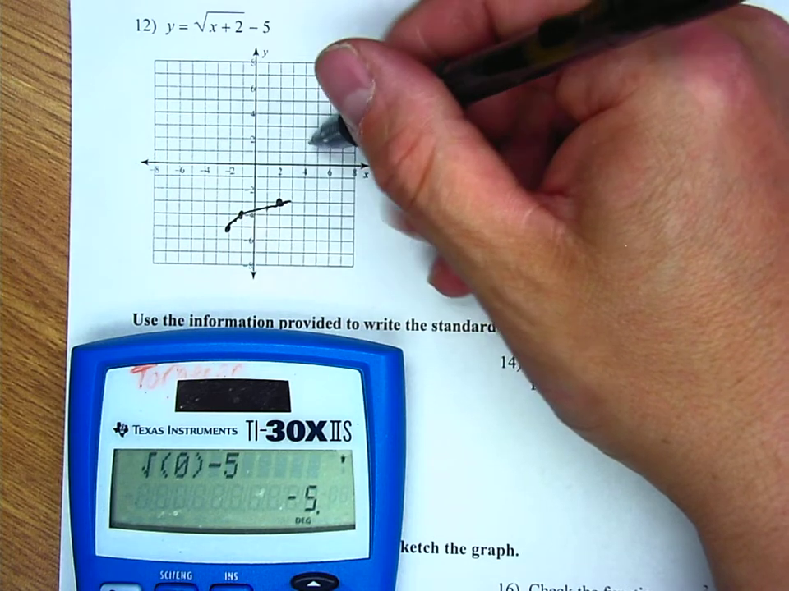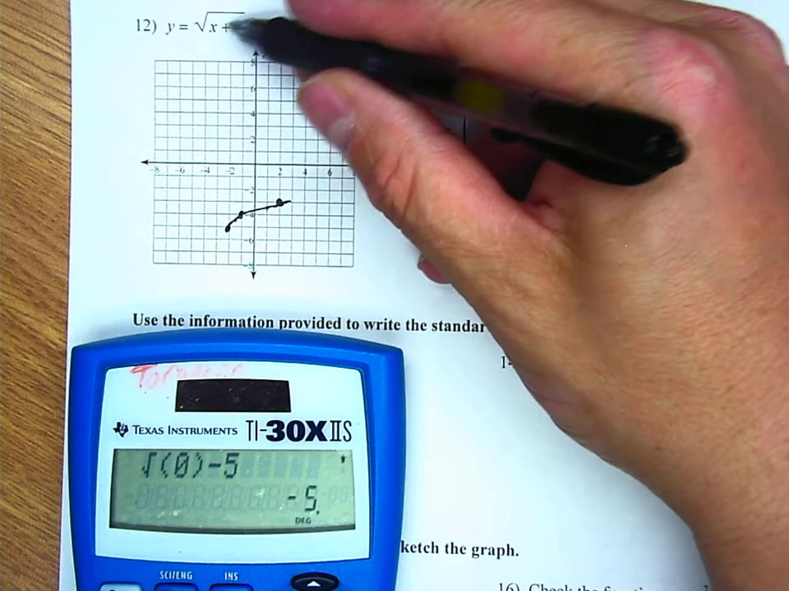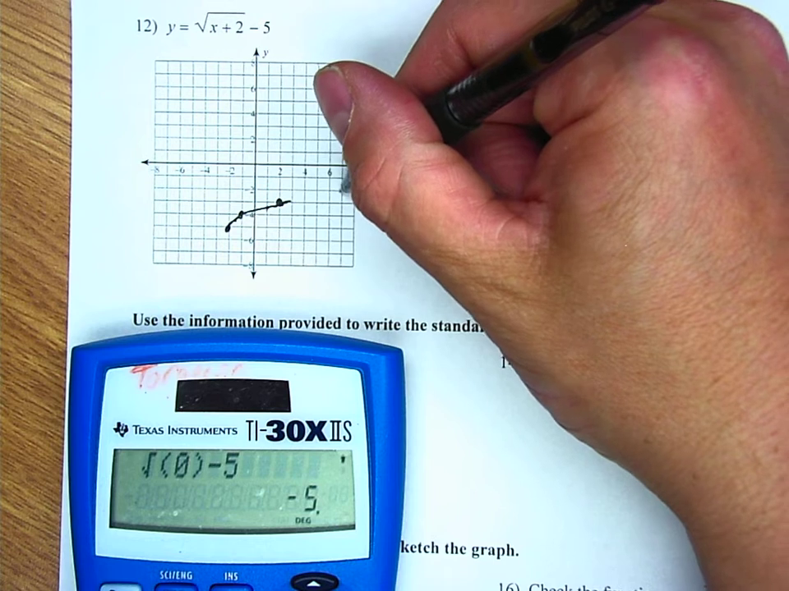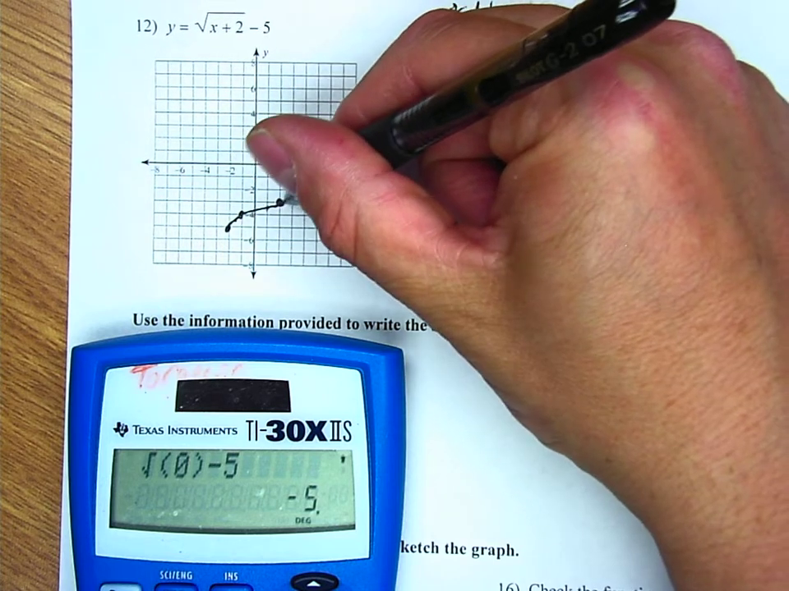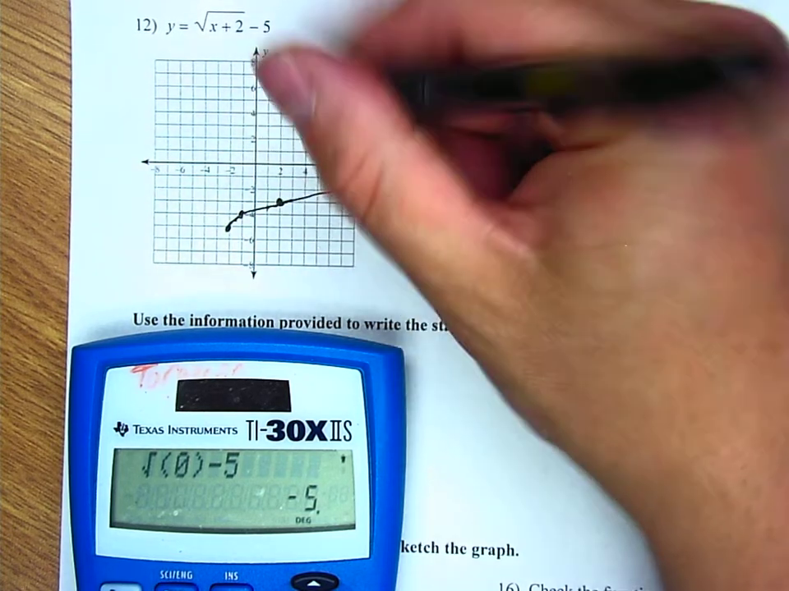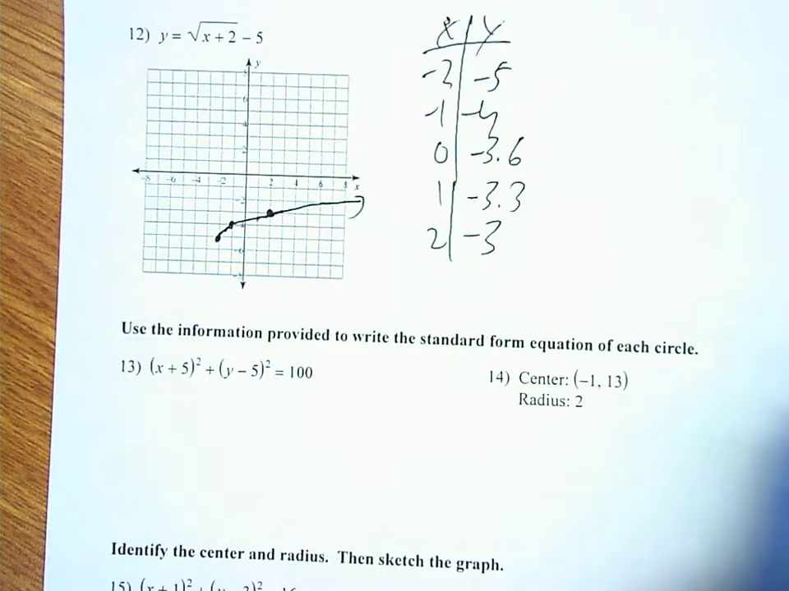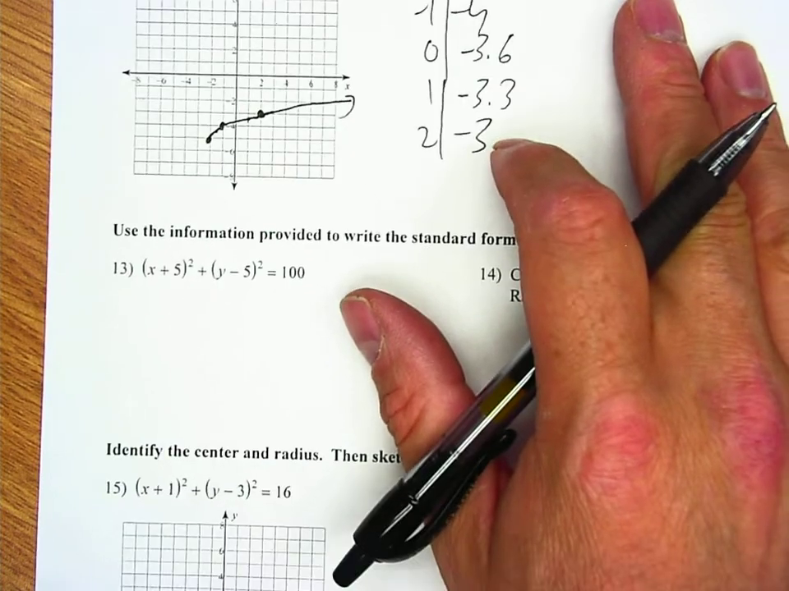What am I talking about? 7. Because 7 plus 2 is 9. 7 and negative 2. But if your curvature is not quite right, that's fine. It doesn't have to be perfect. All right, 13 is kind of a little bit of a tricky question to understand what I'm asking for.